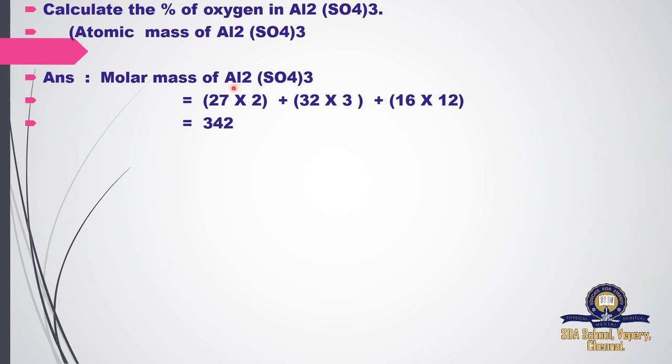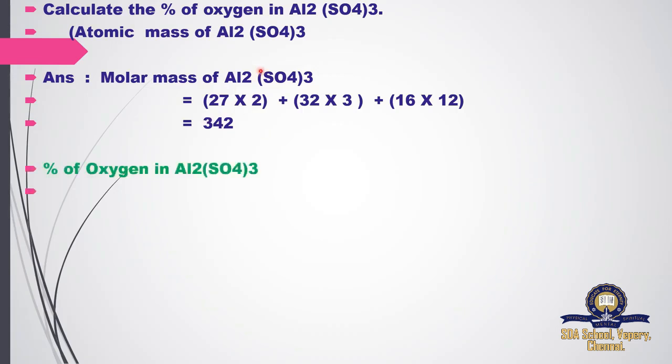Al2, the aluminum's atomic mass is 27, so it has 2 atoms, so 27 into 2, plus sulfur 32, and then in the outside we have a 3, so that 32 into 3. Next oxygen, here 4 into 3, 12, totally 12 oxygen atoms we have. So oxygen atomic mass is 16, so 16 into 12, totally we are getting 342 molar mass.